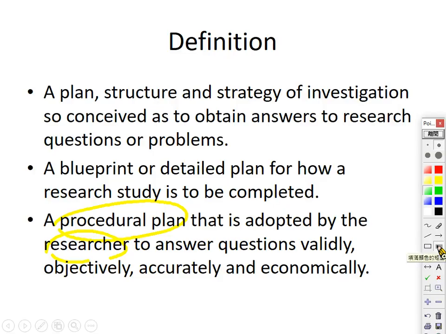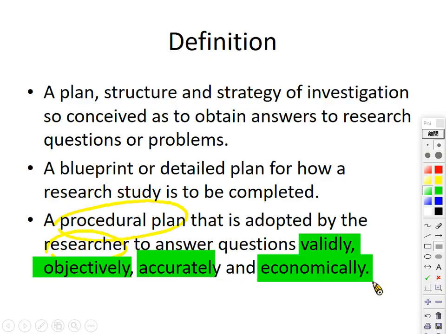We try to answer questions validly, objectively, accurately, and economically. Validity means that our data should be valid enough to answer our research questions, right? And also we try to collect data that can objectively reflect our answers. And also the answers should be accurate. And what is the meaning of economically? Economically means that we put in less input and have more output. We call this so-called cost efficient. If that is cost efficient, then that is good, right?